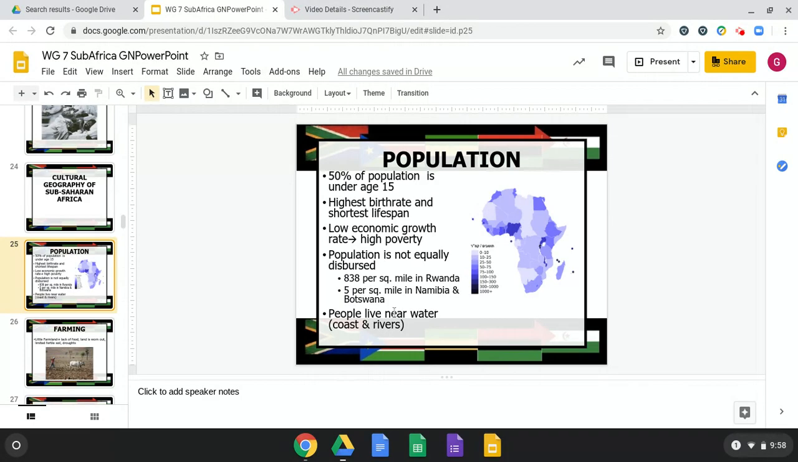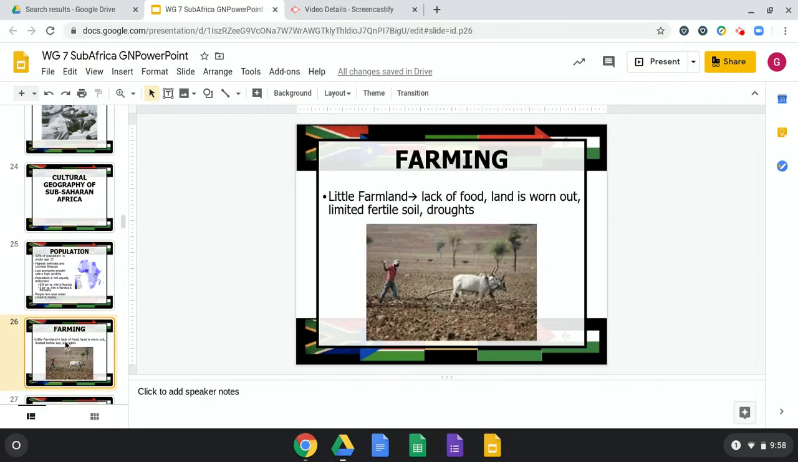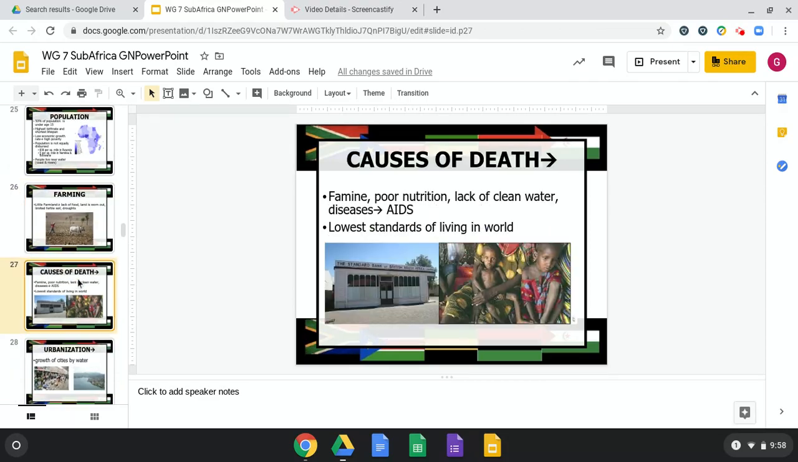People obviously live near water sources. Farming, little farmland. We talked about this in a previous lesson. There's too much salt in the soil. This is one of the major causes of the lack of resources, lack of food, is that the soil has been overused. It's got too much salt. There's a lot of drought that happens due to the climate zones. Really a problem.